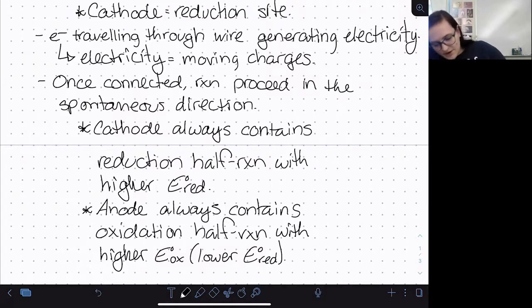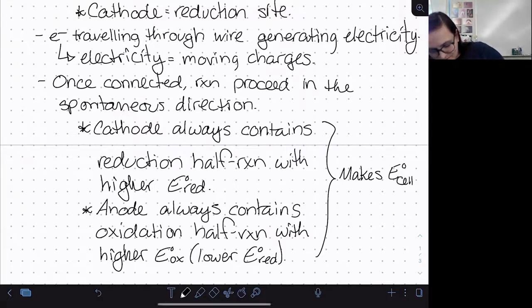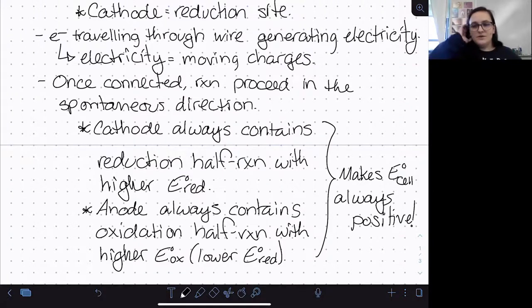So this combination of things here forces E not cell to come out greater than zero, sorry. So when this is true is when your cell potential comes out positive, and the cell potential for a galvanic cell is always positive because it is always a spontaneous reaction that is occurring in the cell. So understanding this can allow us to figure out what's going to happen if we combine certain combinations of materials.